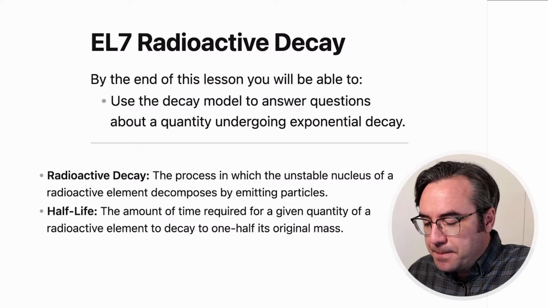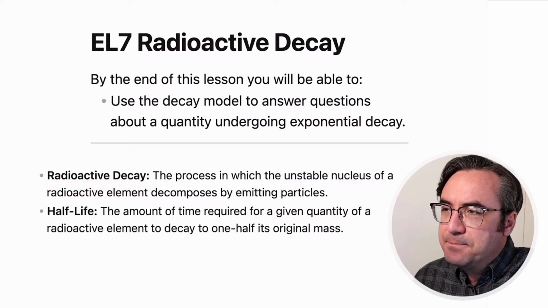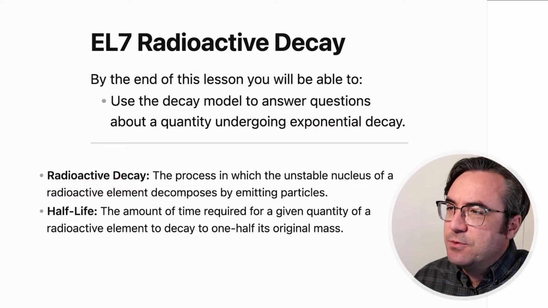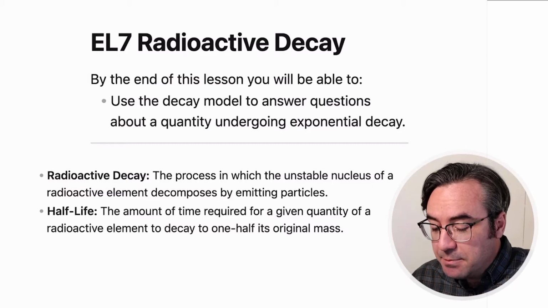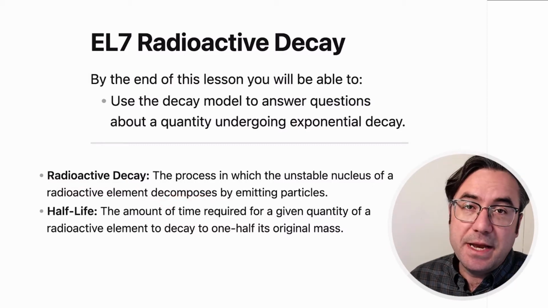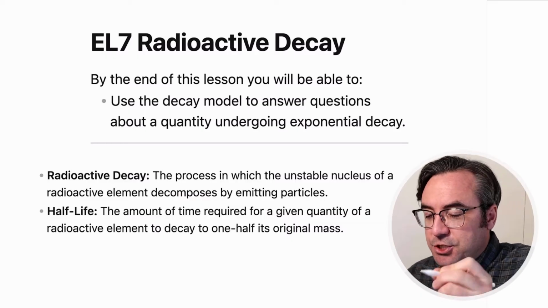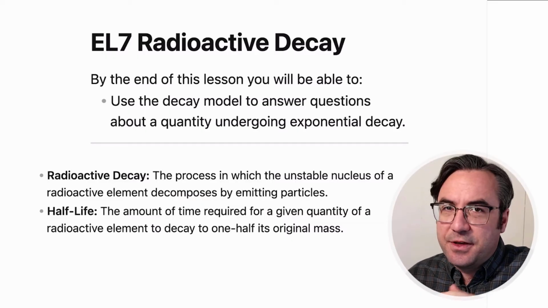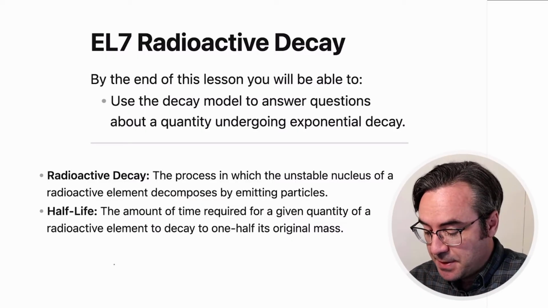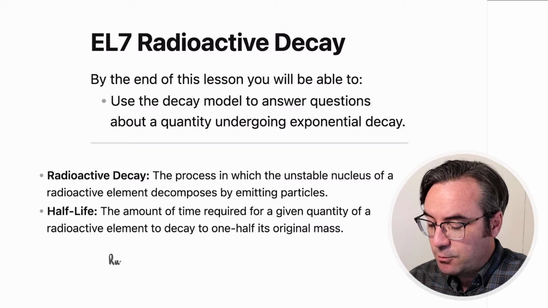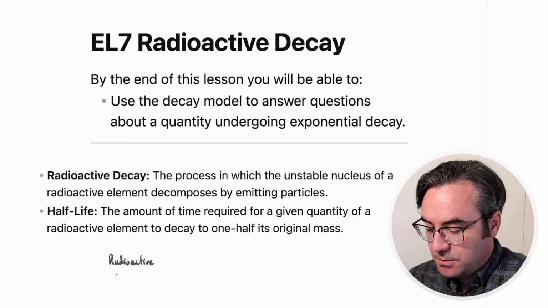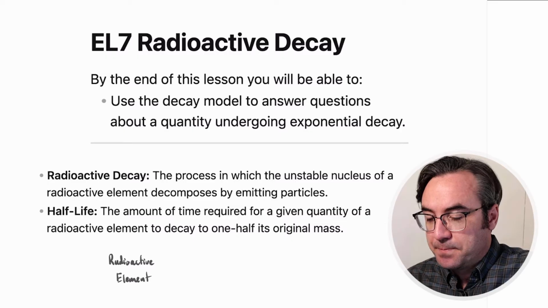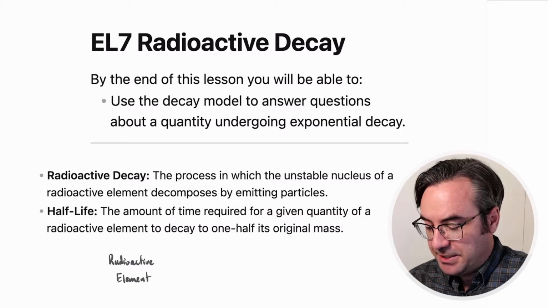All right, so what do we mean by radioactive decay? Well, this is the process in which an unstable nucleus of a radioactive element decomposes by emitting particles. So essentially, the little diagram to have in mind is we're going to have some radioactive element, and we'll see some examples of these in some of our work. So we've got this radioactive element here.